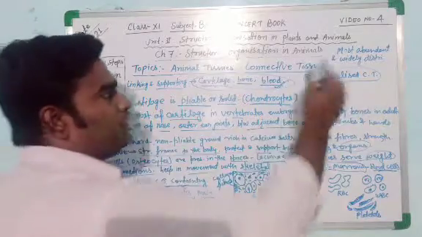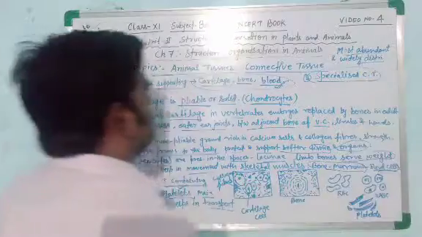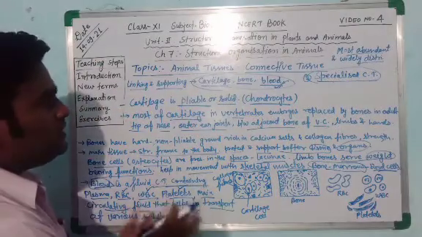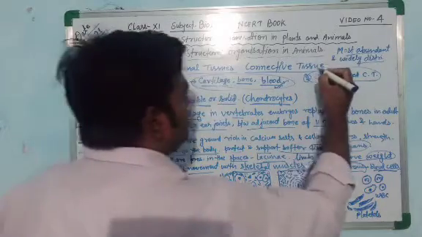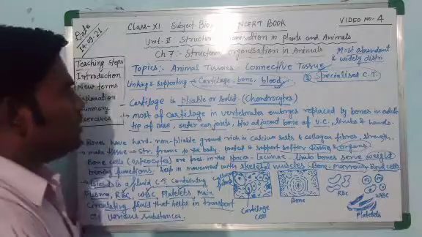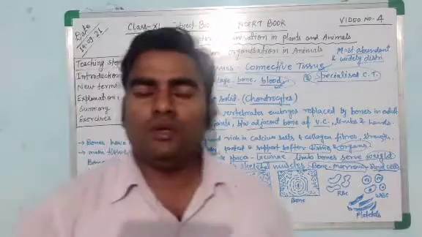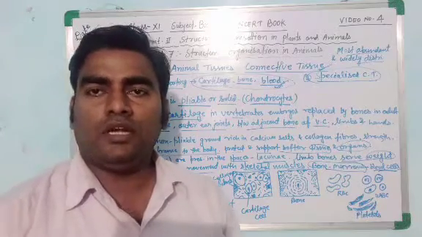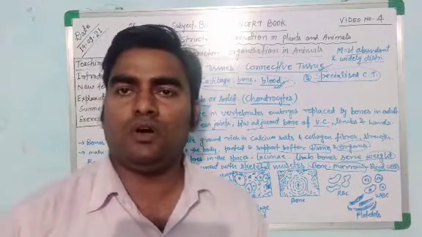They are the most abundant and widely distributed in the human body. So this is all about the topic connective tissue, and video number 4. In the next video, number 5, we will study the next animal tissue, that is muscular tissue or muscle tissue.